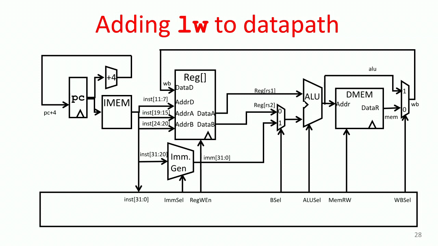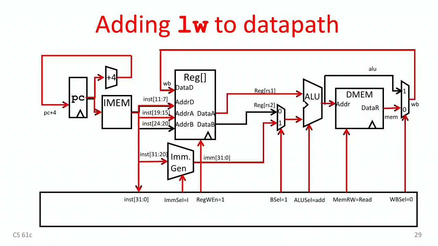And there's a new control line here, WB select, write back select. We're choosing the source for the write back. Write back means put it back into the register file. So it's either going to come from the data memory or the output of the ALU, depending on the instruction. For this particular instruction, it's going to come from the output of the data memory.